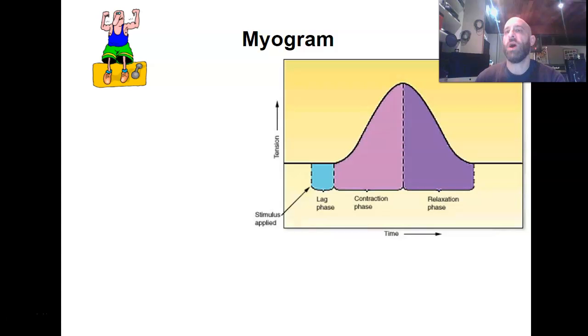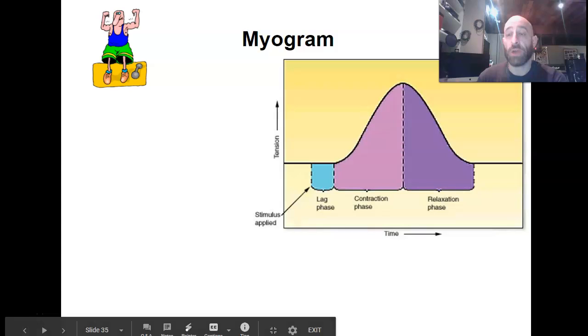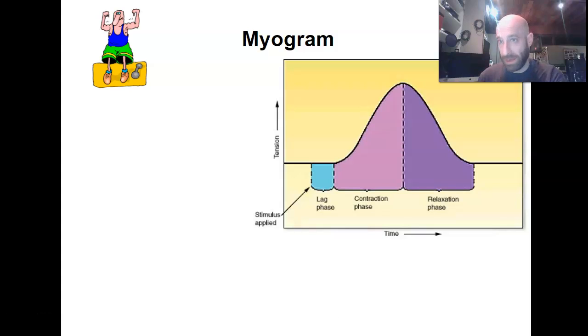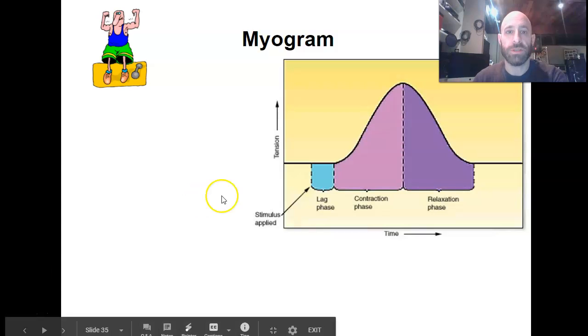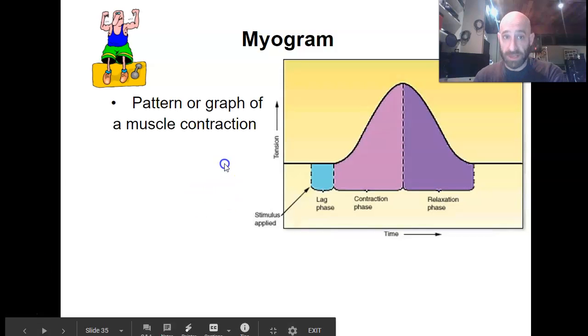In this lecture, we're going to talk about something called a myogram. A myogram is really important for assessing muscle function and diagnosing issues. If somebody has an issue with their muscles, whether it's a mechanical issue or a chemical issue, whatever it is, you can learn a lot from a myogram. Remember, myo means muscle, and gram is Greek for what is written. So what we're doing here is recording what's happening in a muscle. So let's get started. Basically, it's just a pattern or graph of a muscle contraction.